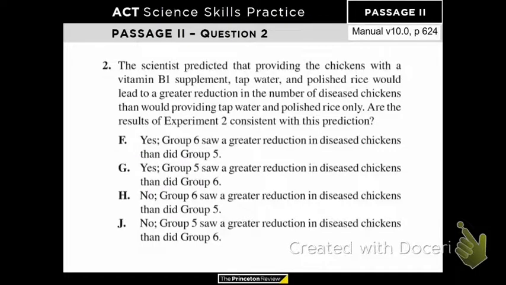Number 2, the scientists predicted that providing the chickens with a vitamin B1 supplement, tap water, and polished rice would lead to a greater reduction in the number of diseased chickens than would providing tap water and polished rice alone. Are the results of experiment 2 consistent with this prediction? Okay, and if you just glance at all the answers, there's 2 yeses, 2 no's, and they are looking at group 5 and 6 for every single answer.